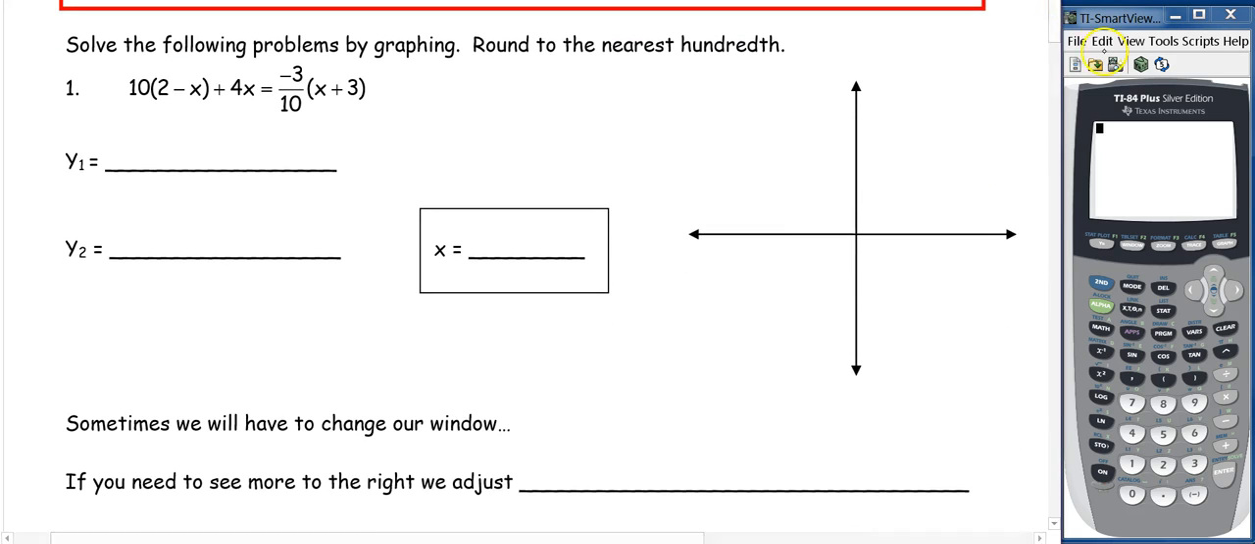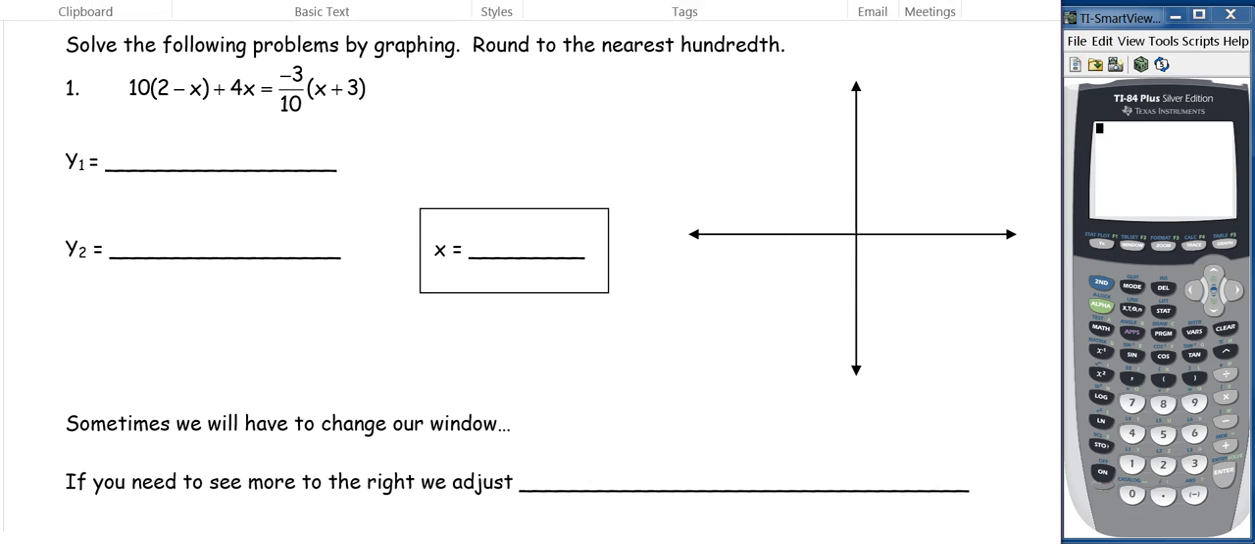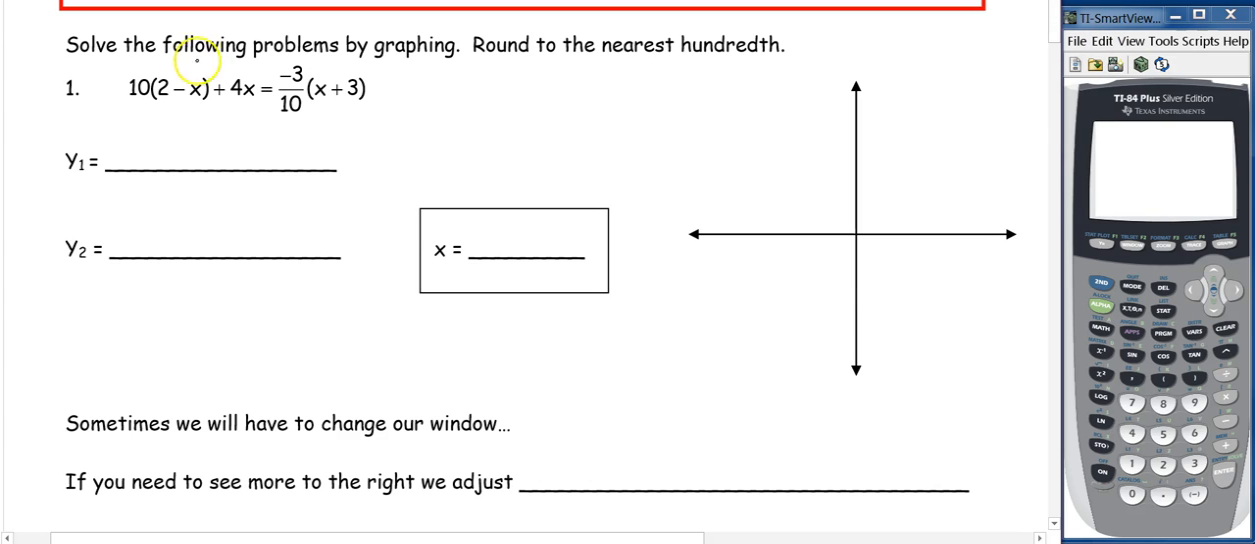Without solving or simplifying, all we're going to do is write down our y1 and y2 equation. So y1 is anything to the left of the equal sign: 10 times parentheses 2 minus x, plus 4x. y2 is negative 3/10 parenthesis x plus 3.